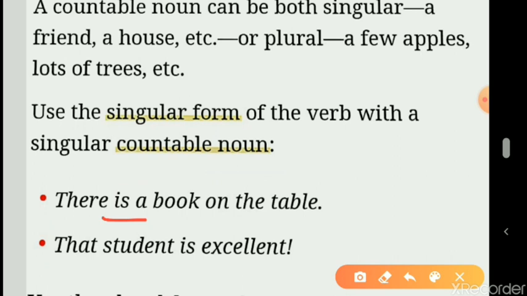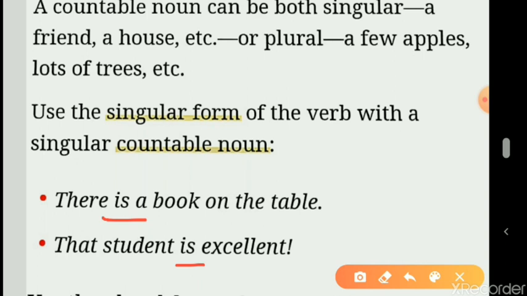Now you need to remember that before singular nouns, we use the verb is if the sentence is in present tense, and was if it's in past tense. So, for all countable singular nouns, we use the verb is or was depending upon the tense. Now, second sentence, that student is excellent. Now, for that student, because we are talking about one student, we are using the verb is. So, countable nouns have got singular and plural forms, whereas uncountables do not have plural forms.